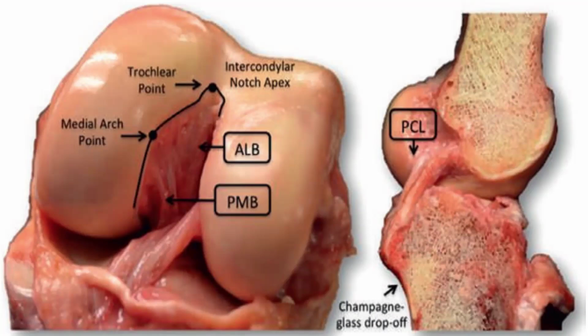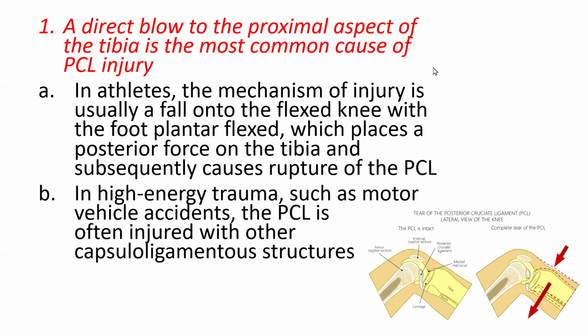Behind it lies the ligament of Wrisberg, and these are attached somewhat to the lateral meniscus. And you have the ligament of Humphrey. Keep these in mind, please. You have to know the anatomy. Usually it's a direct blow to the proximal aspect of the tibia, and this is the most common cause of PCL injuries. So keep this in mind, please.